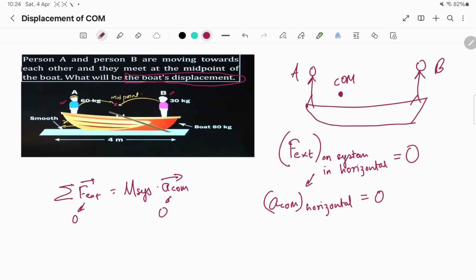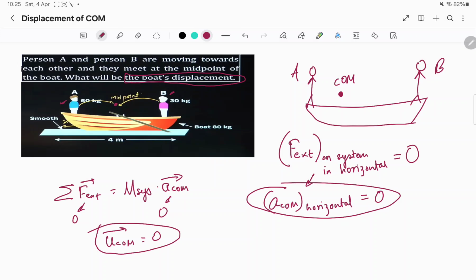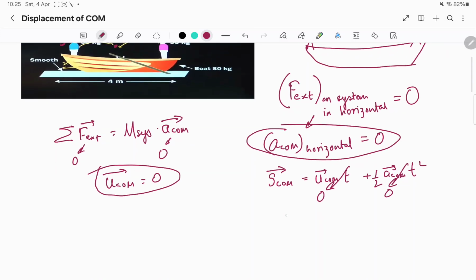Now in the starting, this whole system is at rest, that means U_COM is 0. We know the initial velocity is 0 and acceleration is 0, so what can we say about the displacement? Displacement of center of mass is given by U_COM into t plus half a_COM into t squared. If both of them are 0, then the displacement of center of mass is 0.